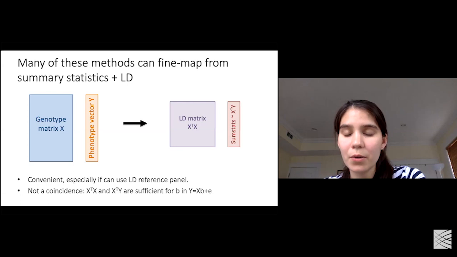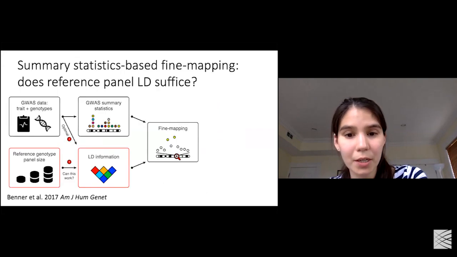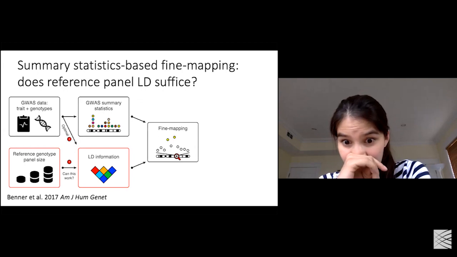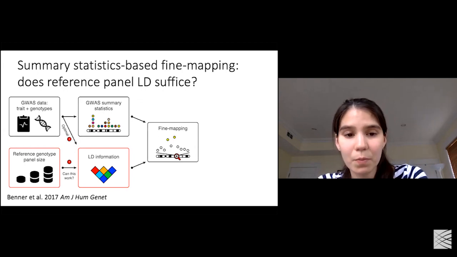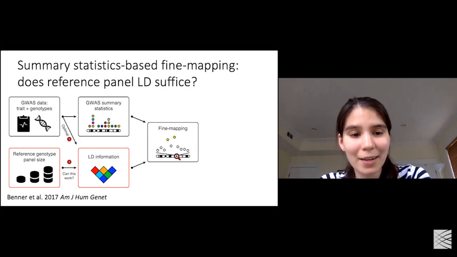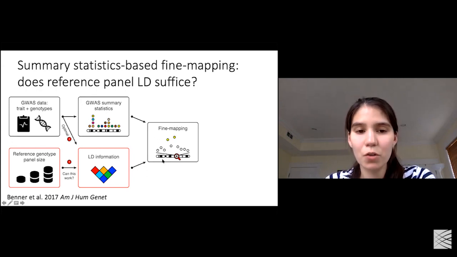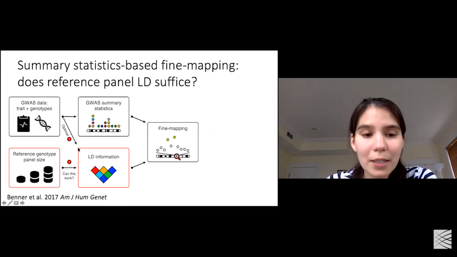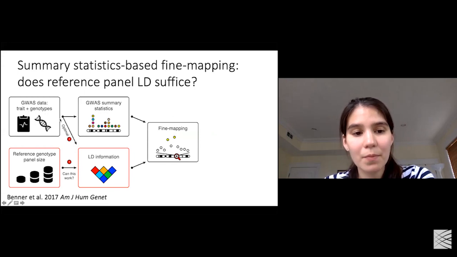And when is it okay to use a subset of your samples or LD that you've estimated from a different population? Benner et al. have written about this particular question, and this is their schematic of the question that we're asking here. Starting from the right, you can do fine mapping from summary statistics and LD information. If your LD information comes from your GWAS data, traits and genotypes, then that's optimal.